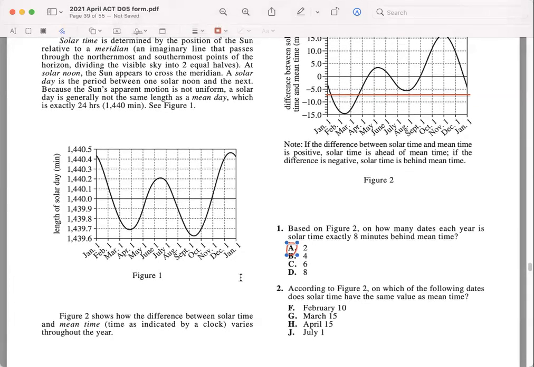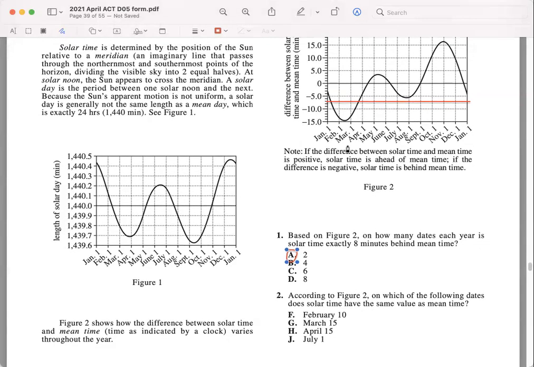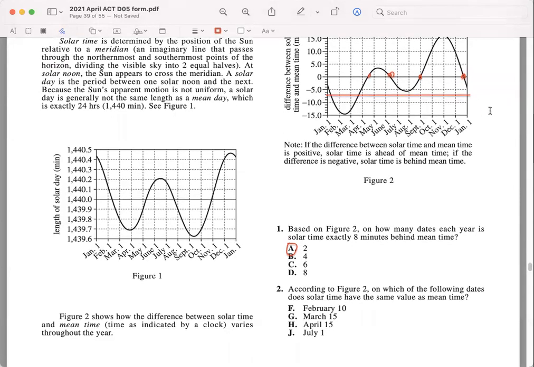According to figure 2, on which of the following dates does solar time have the same value as the mean time? Okay, so that means it could be this point, it could be this point, it could be this point, or it could be this point, where the difference between the two is 0. So that could be between April and May. So April 15 seems like a good answer, because April 15 is right in the middle, this point. So I'll go with April 15.